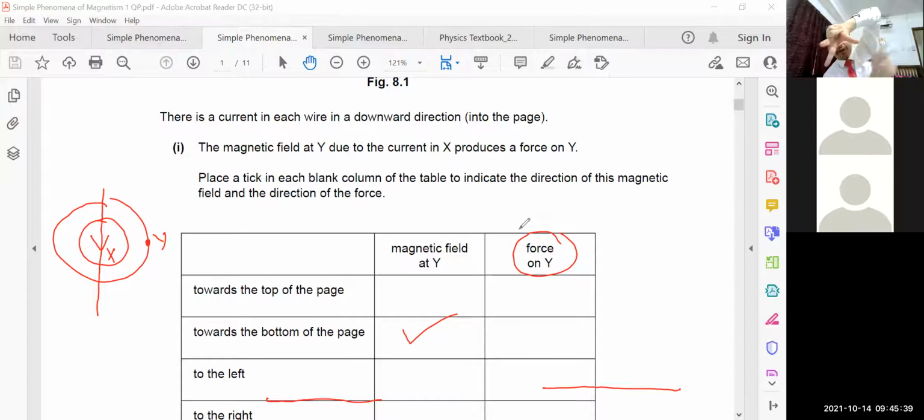Here I can see that the thumb is going, children, to the left-hand side. It is to the left-hand side. So the left option for the force is here. So you need to click here.